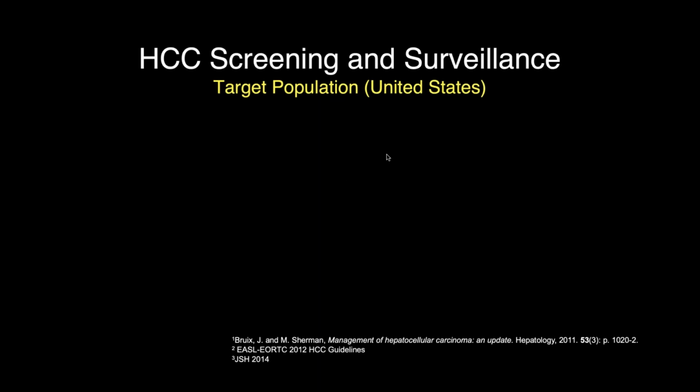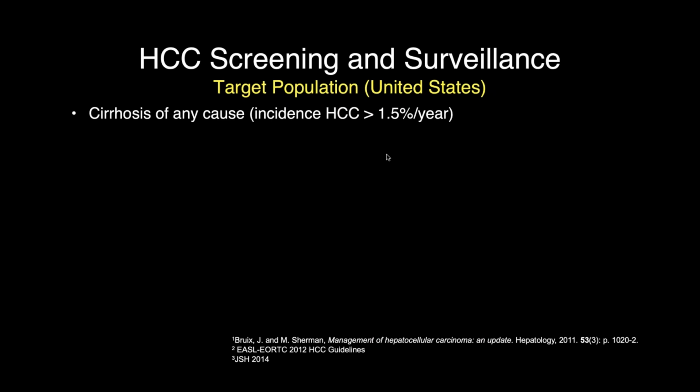So I want to briefly talk about the target population for screening and surveillance in the United States. Like I said before, not everybody is at risk for developing HCC, and so it's important that you identify your target population. And in the United States, this has been identified by the American Association for the Study of Liver Disease, and that includes patients who have cirrhosis from any cause. The reason for that is that their incidence of HCC from cirrhosis from any cause exceeds 1.5% per year, and that is considered to be cost effective.